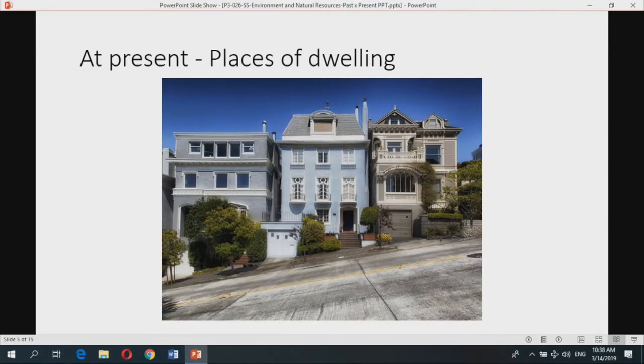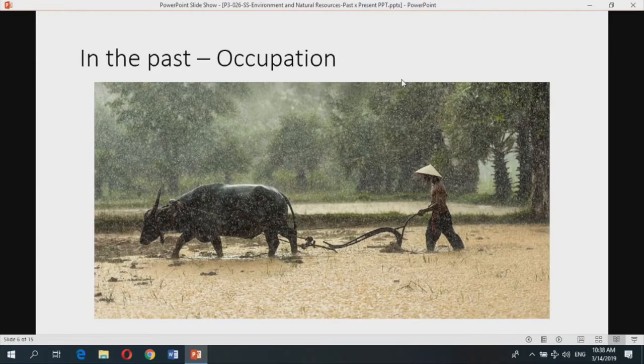And you see, they're also different colours. What colour is the house in the middle? Blue. Blue house. Here we have grey, brown or grey. And this one also blue. So at present, places of dwelling.